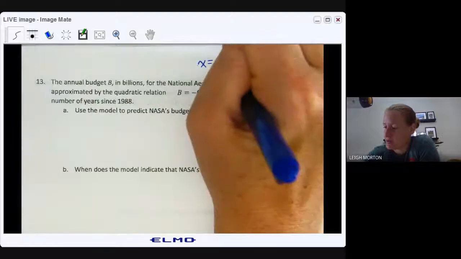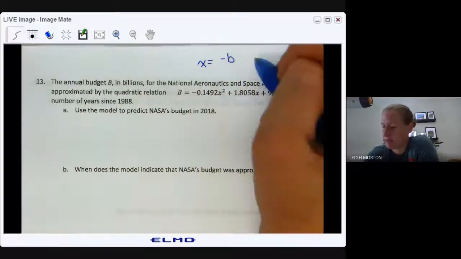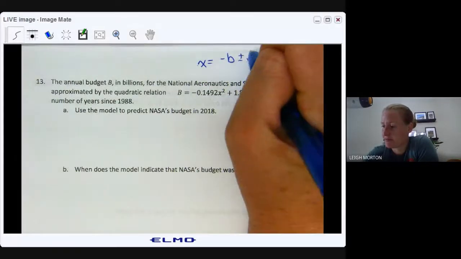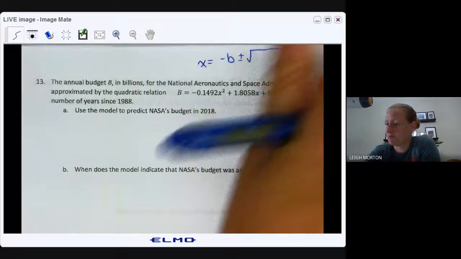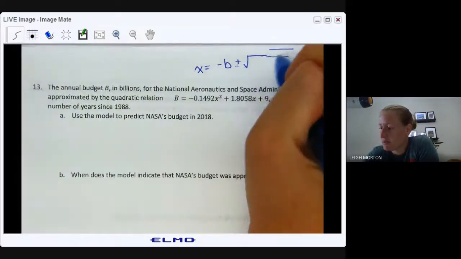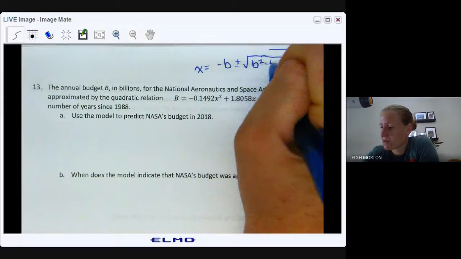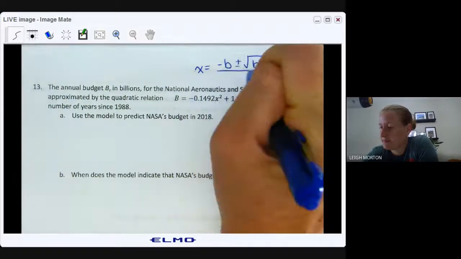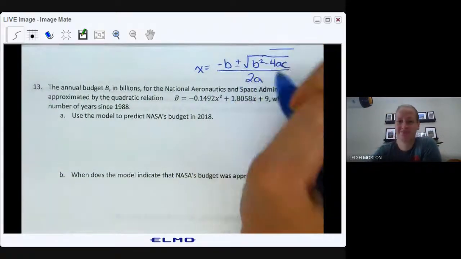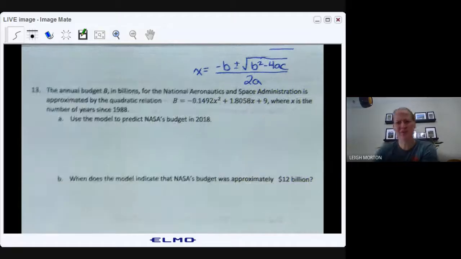Did you write x equals negative b plus or minus the square root of b squared minus 4ac, divided by 2a? If so, great work, guys.